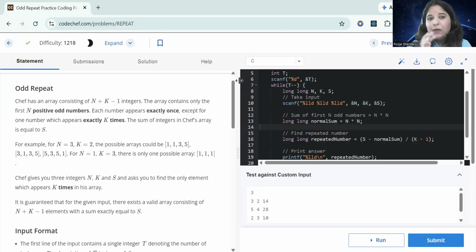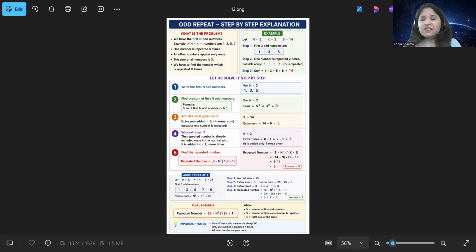So let me tell you what exactly the problem is. I have one pictorial presentation, so you just need to go through this and you're good to go. Now, what is this question? In this question, they are saying that you have a value of n as an odd number, all right? So they will give you three values. First value is n, second value is k, and third value is s.